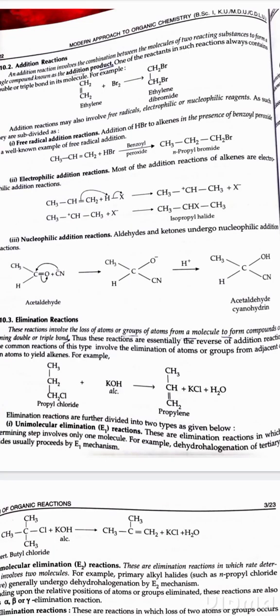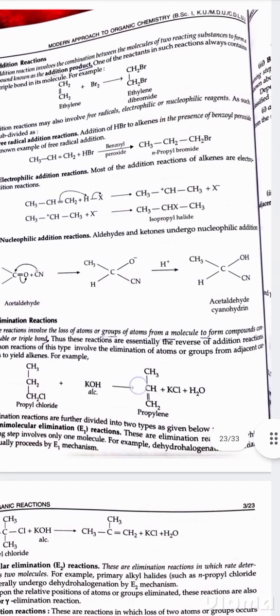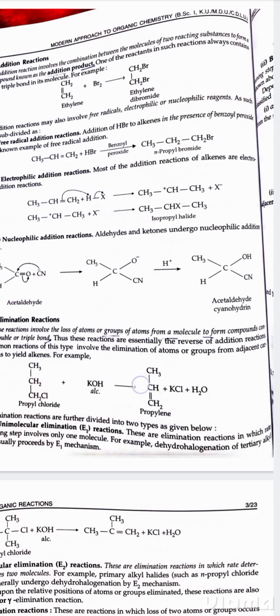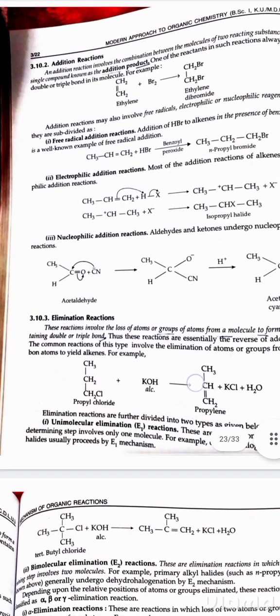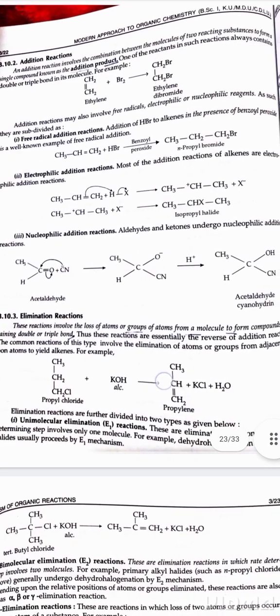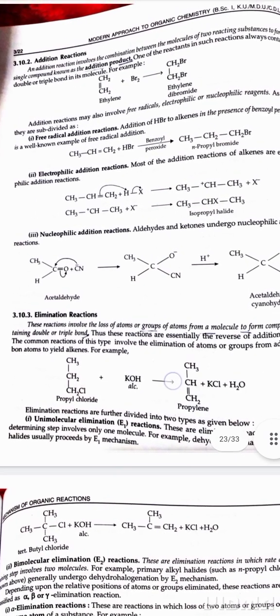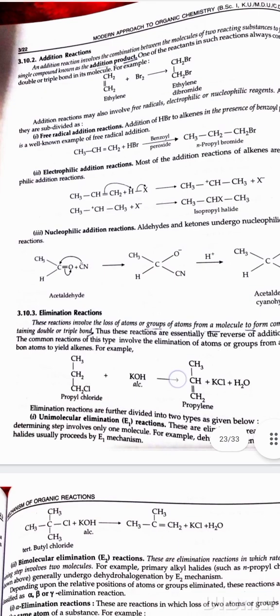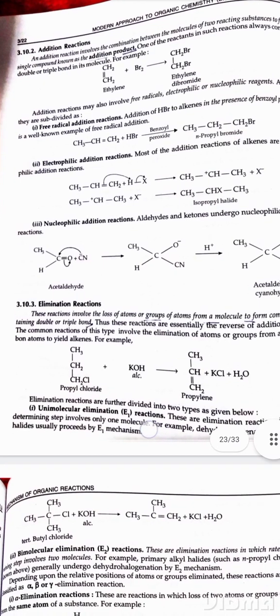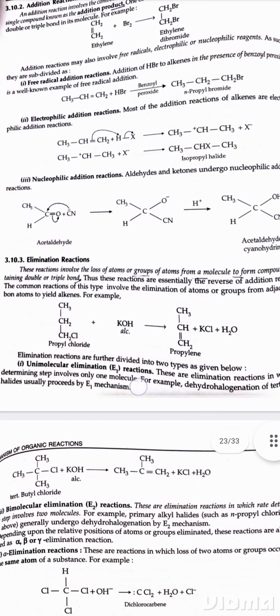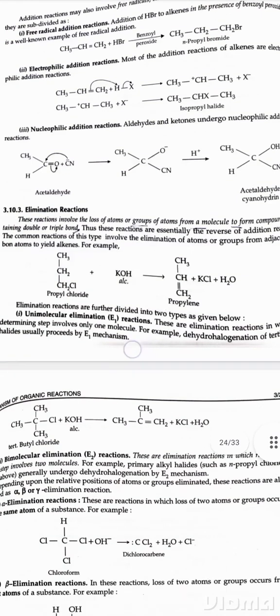during double or triple bond. Thus, these reactions are essentially the reverse of addition reactions. The common reaction of this type involves the elimination of atoms or groups from adjacent carbon atoms to yield alkenes. Elimination reactions are further divided into two types as given below: unimolecular elimination, E1 reaction.